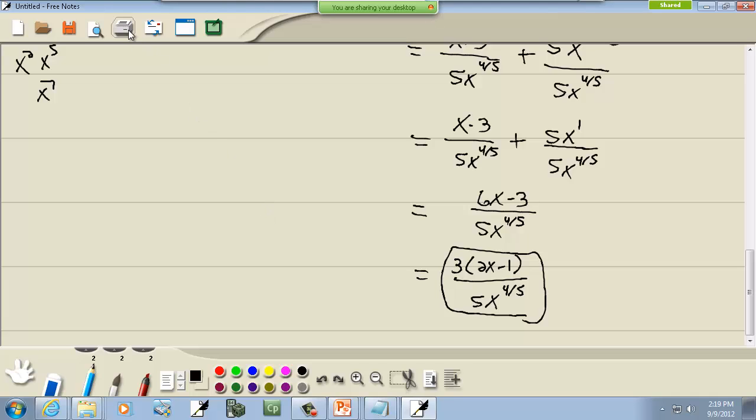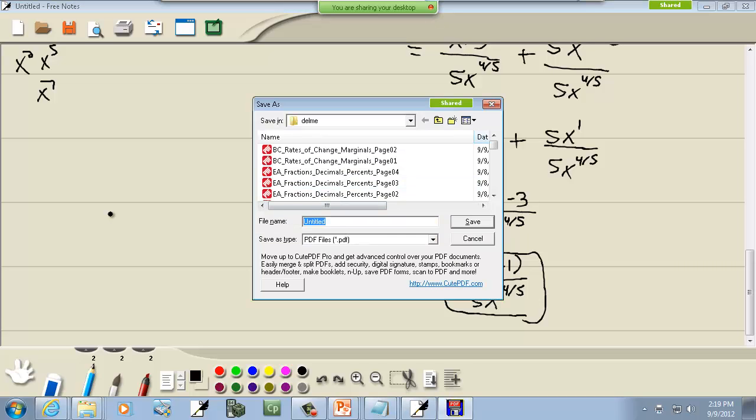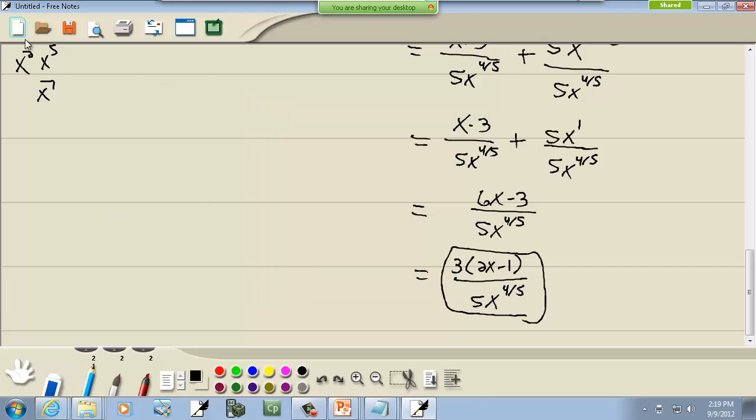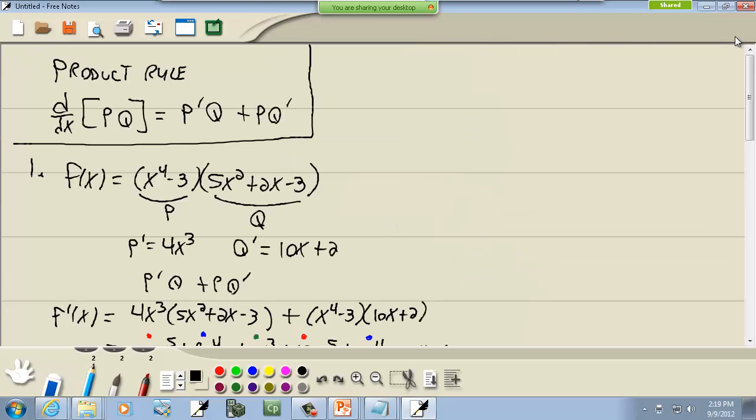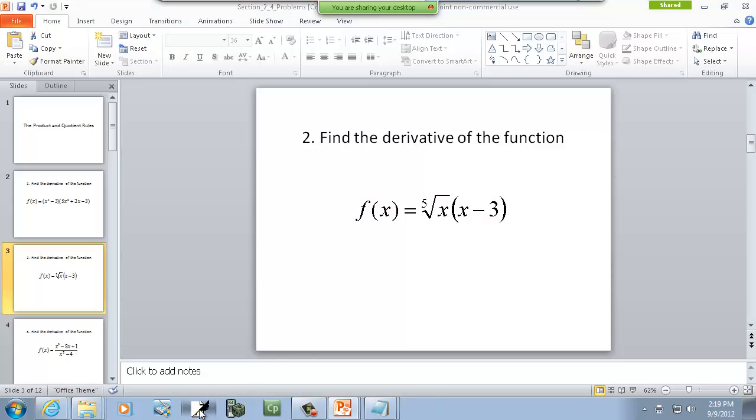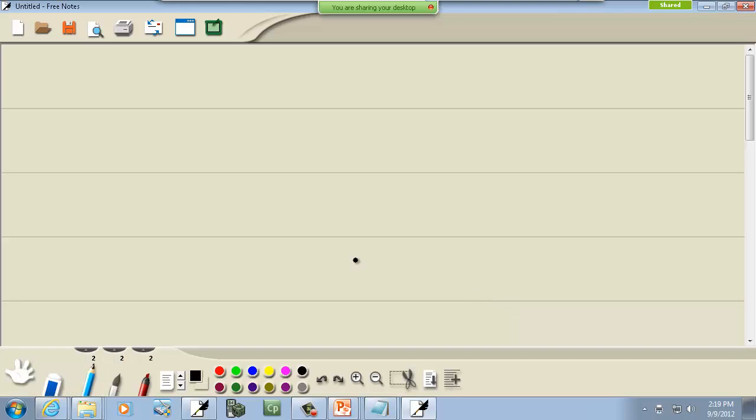And let me save this. Then we'll look at the quotient rule. So, product quotient rule, page 01. Time for my little tablet to blow up, so let me bring up a new one. There we go. And let's look at the quotient rule.